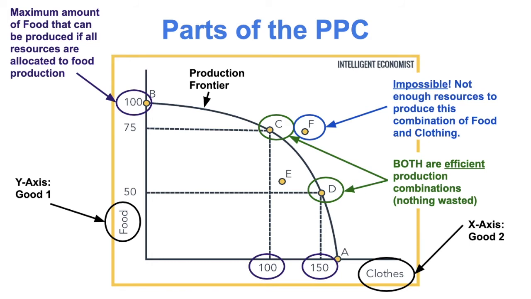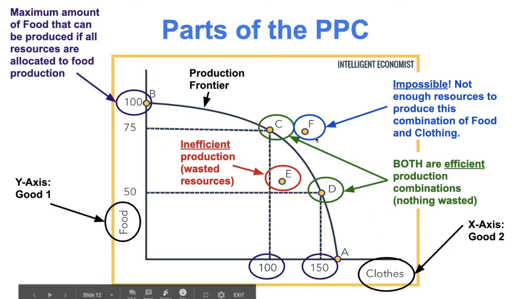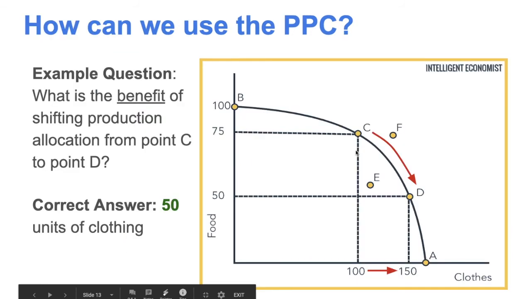We have the impossible point of production in point F, anything outside of the curve. And then the underutilization or wasted resources, with point E there. And that would be considered inefficient, right? So we have inefficient, efficient, and then impossible. So what do we use this thing for? If all of these points are good, B, C, D, A, how do we know which one is the best?